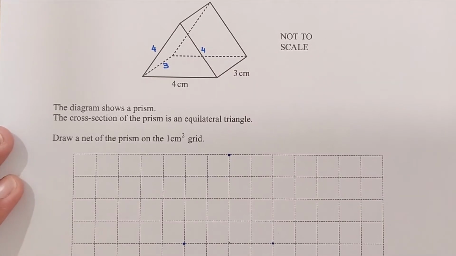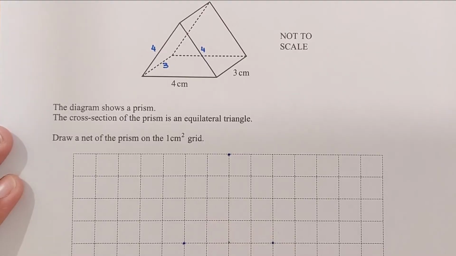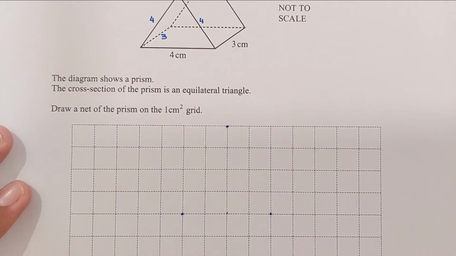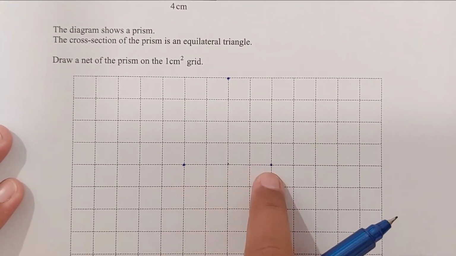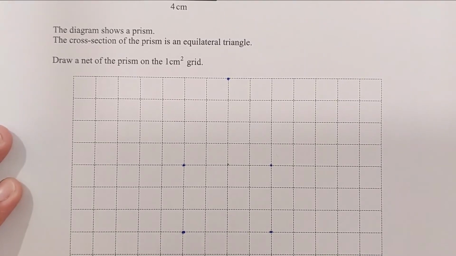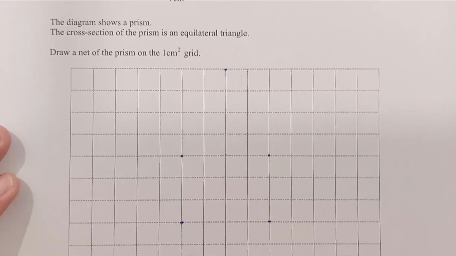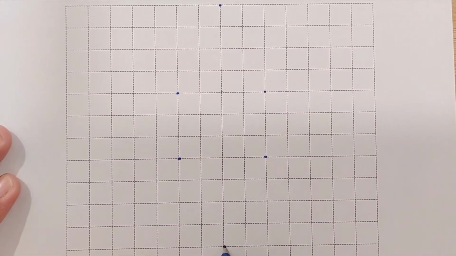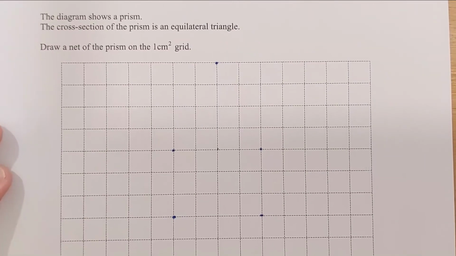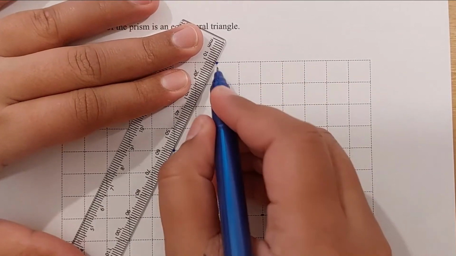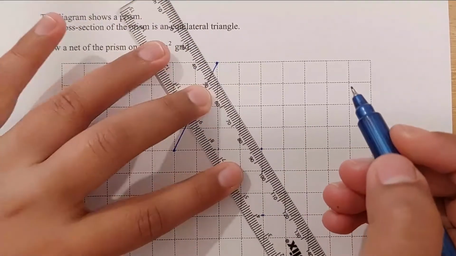This is an equilateral triangle, 1 2 3 4 and 1 2 3 4, right? And this triangle is an equilateral triangle. Then the base is 4 by 3, so this is 1 2 3 4 and 1 2 3. This is a rectangle, and then the back side is again an equilateral triangle, that is 1 2 3 4 in the middle, right? So let me connect them. So this is the front side of the prism, that is the triangle.